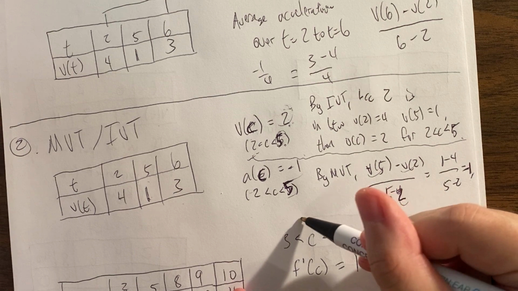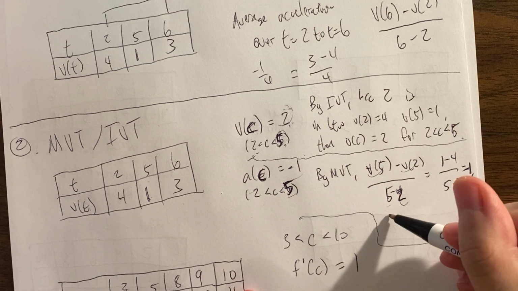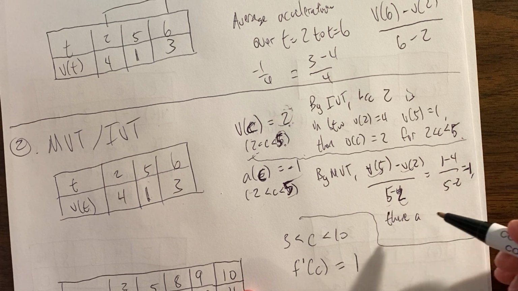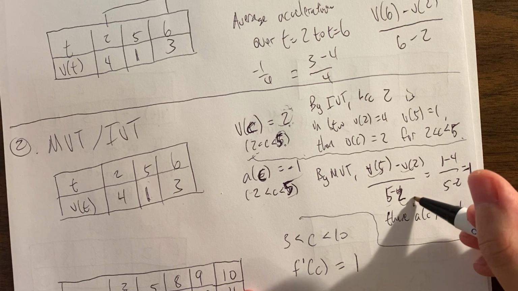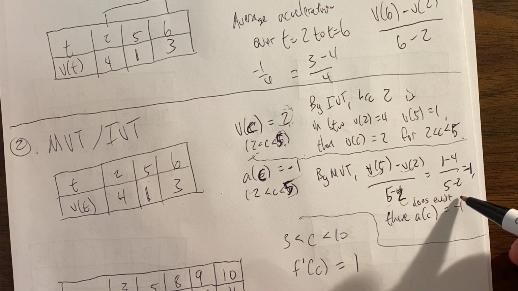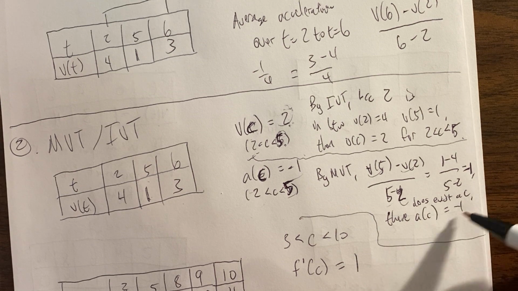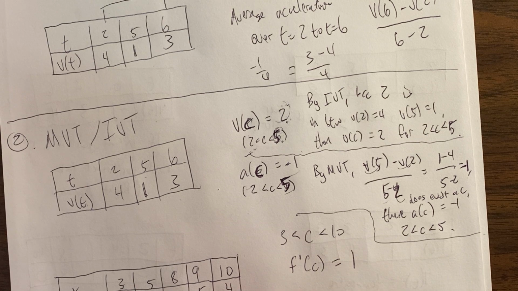So again, what you do is you sort of repeat their sentence. There does exist a c such that a of c is equal to -1. So there does exist c where a of c is -1 and c is in between this interval. So again, this is MVT, IVT.